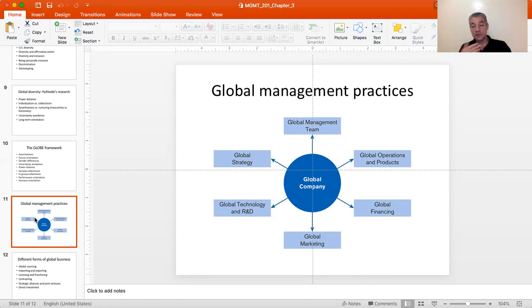In terms of marketing, we will be talking about that in more detail later on this semester. But you have to take these differences across countries into consideration when developing your promotional strategies, your advertising strategies, right? The extent to which you customize your product for each country you go to, that's important.